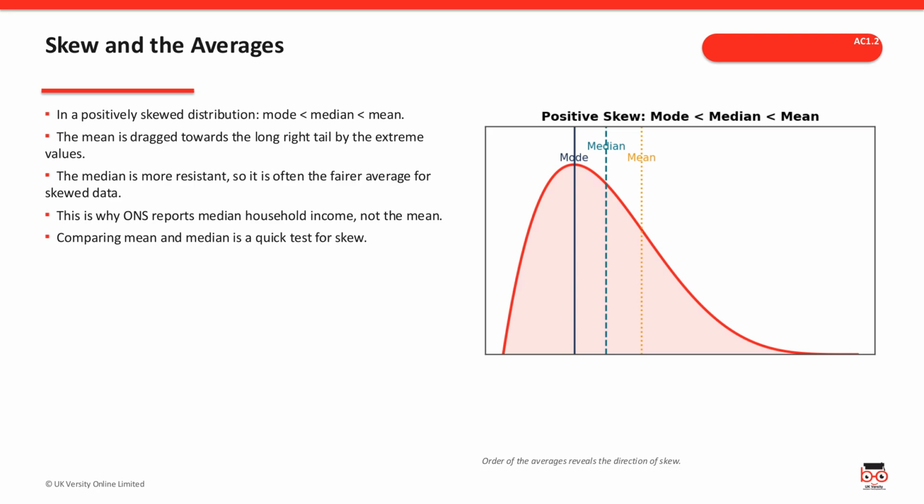Here's a neat rule for positive skew. The mode is below the median, which is below the mean. Those few extreme high values haul the mean towards the long right tail, while the median barely budges, which makes the median the fairer average for skewed data. It's exactly why the Office for National Statistics reports median household income rather than the mean, since a wealthy few would otherwise inflate the figure. Comparing the mean and the median is a quick test for skew.